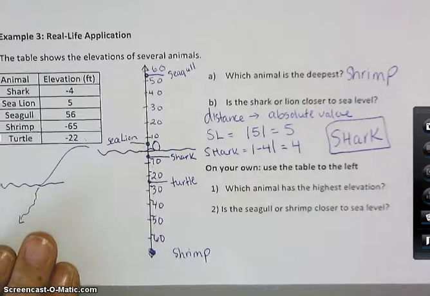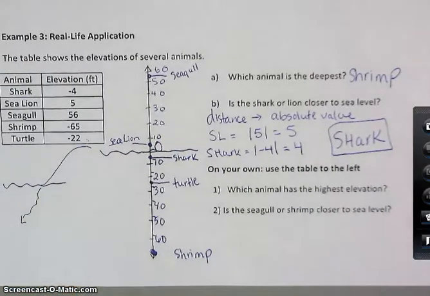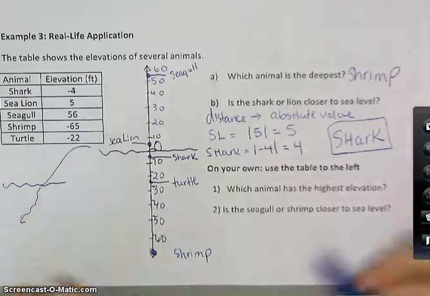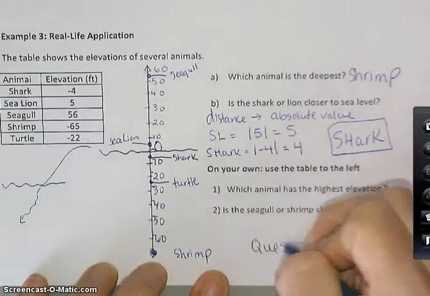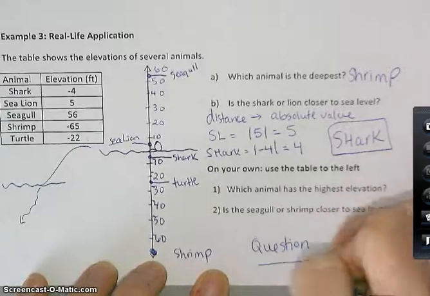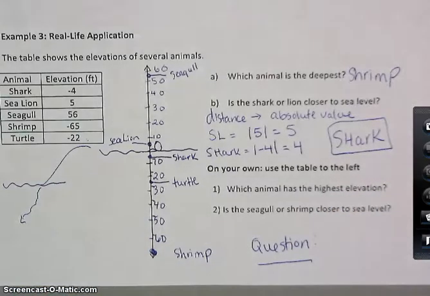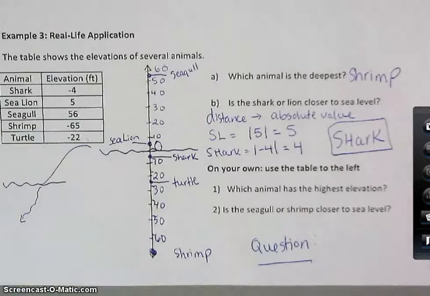Okay, so what I want you to do is take a moment, look this over, reflect on it a little bit, and then answer on your own questions 1 and 2. You're still using this table over here. And then remember at the bottom, ask me a question, ask a neighbor a question, put something down here that shows me you reflected on this lesson a little bit.